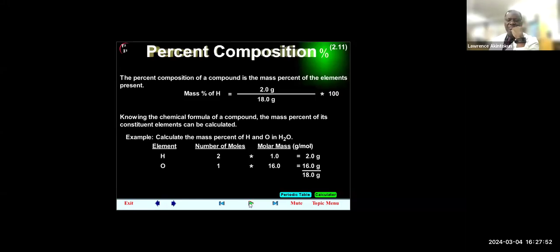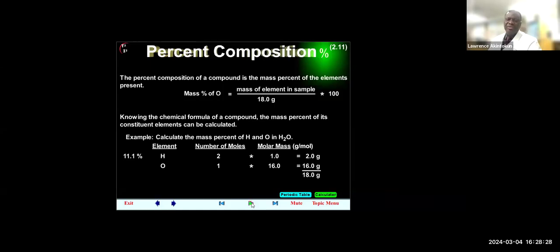Mass percent of H equals 2.0 grams over 18.0 grams. In this case, we are looking for the mass percentage of hydrogen. So you look at hydrogen in the formula, it has 2 grams, which is the molar mass of hydrogen. And the total mass of both hydrogen and oxygen, which is the molar mass of water, is 18 grams. That is why you have 2 over 18 multiplied by 100. Equals 11.1%.